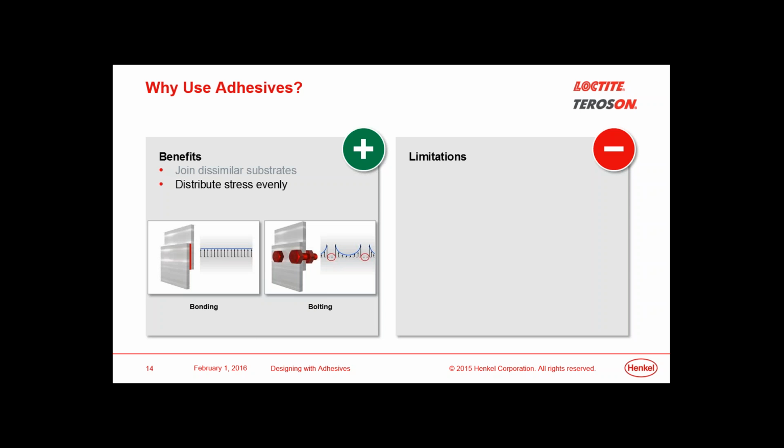Also, adhesives distribute stress evenly across the entire bond area. And that will often create a much stronger assembly compared to mechanical fasteners. With mechanical fasteners, for instance in that nut and bolt there, when force is applied to that part, the stress is concentrated right at that nut and bolt assembly. And that's often where the substrate will start to fail, if there is substrate failure.